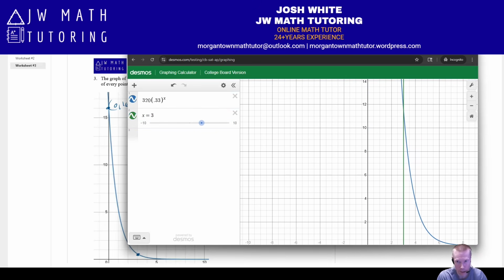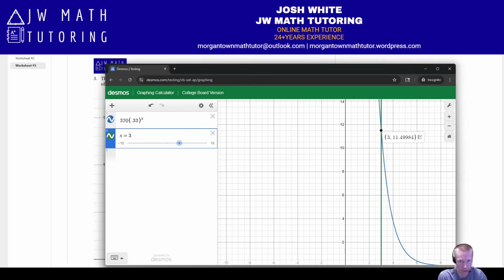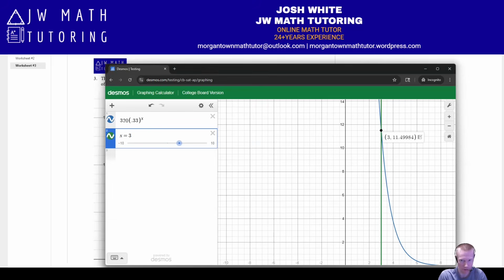X equals 3. So where's the point? Notice it's not exactly 3, 10, but it's fairly close. And the reason is because this is just an estimate. I estimated this to be 0.5, but it's obviously not 0.5. It's something a little higher than that, like 0.6 something. So 3, comma 10 is just a reasonable estimate.